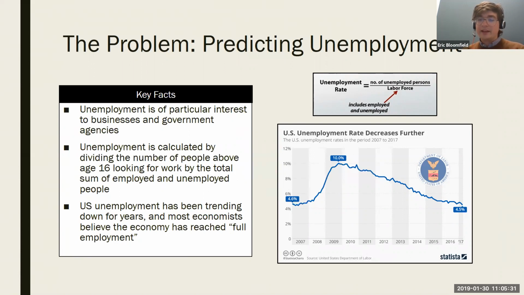And we see that the unemployment rate on this graph at the bottom right peaked around 2009 in the height of the recession, and has been trending downward since then. The latest this graph shows is 2017, which had a 4.5% unemployment rate. It's still been coming down since then. I believe recent numbers from the Bureau of Labor Statistics show a 3.5% unemployment rate, which has many economists believing the economy has reached full employment, where just about anyone who is looking for a job can find one pretty quickly and easily.